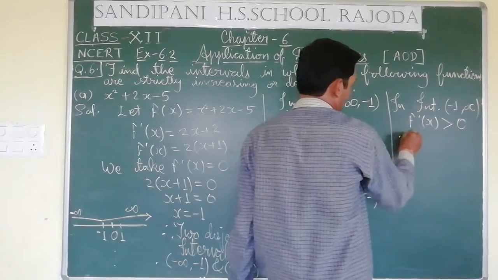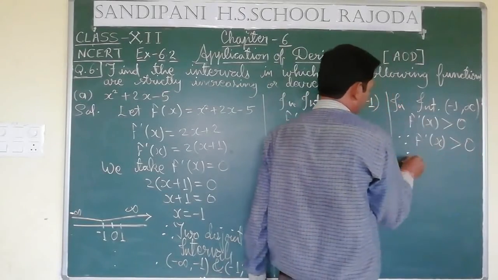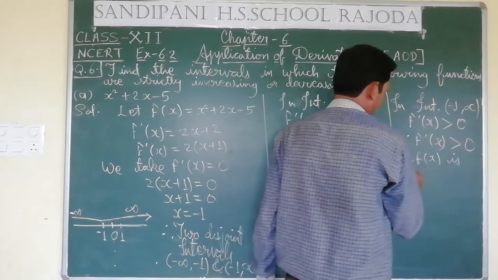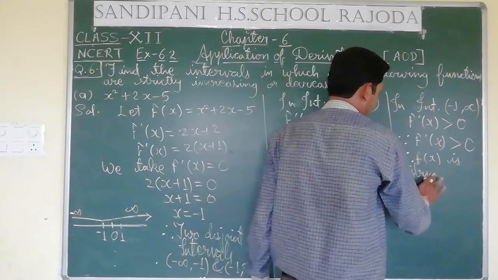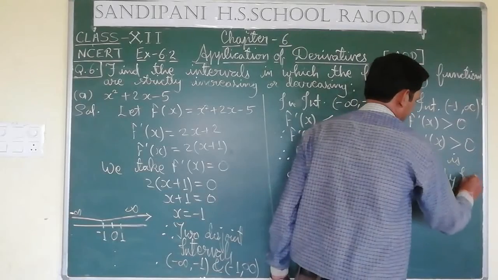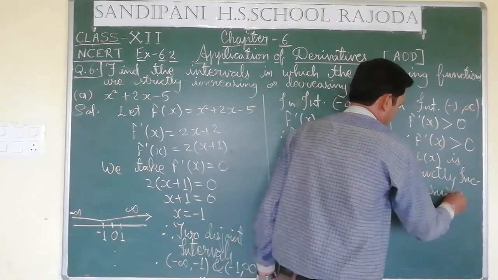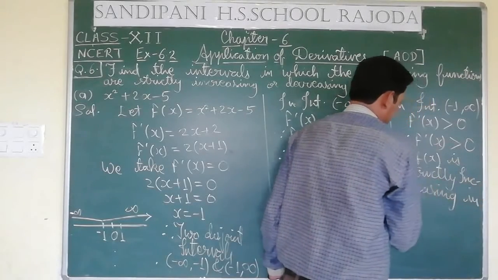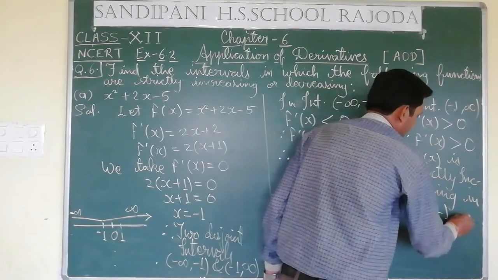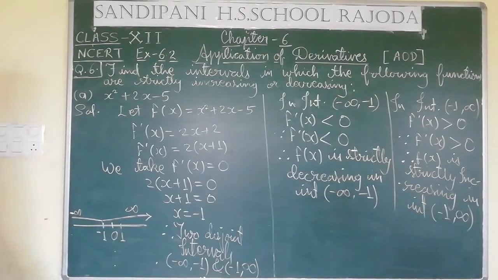Because f dash x is greater than 0, therefore f of x is strictly increasing in the interval minus 1 to infinity. So this question A is finished now.